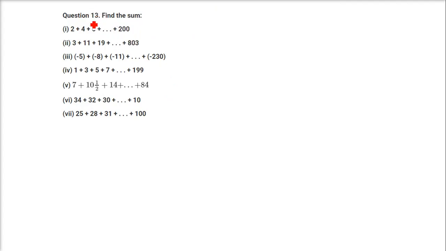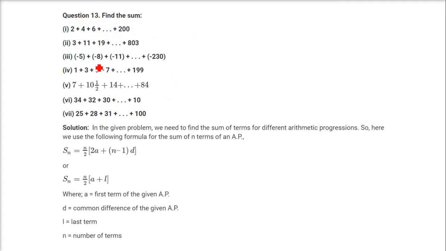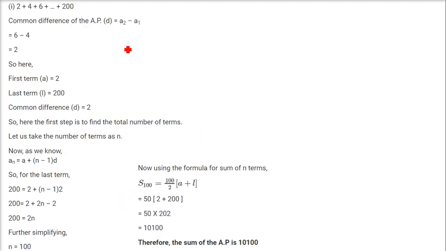Find the sum. So how to find out the sum of these series? Here we are given the first term and the last term. And if the number of terms is known, then we can easily find out the sum. So how to do it? Can you find out the last number first, or the n value? How many n values are there? So in all these questions, let's start with the first one. So we have 2, 4, 6, up to 200.